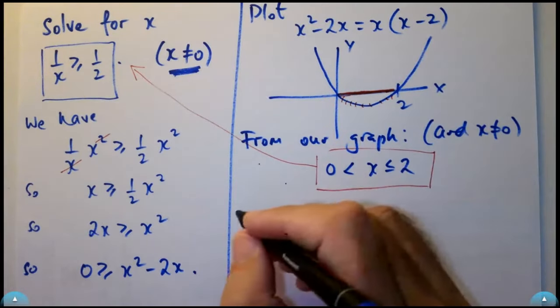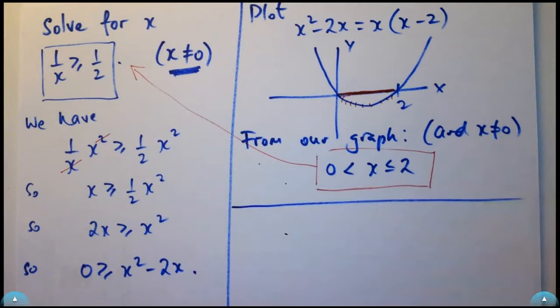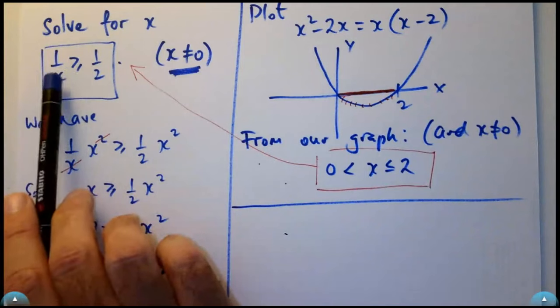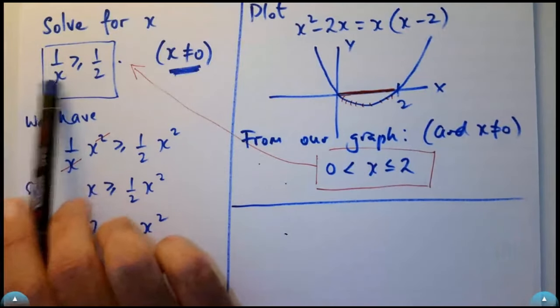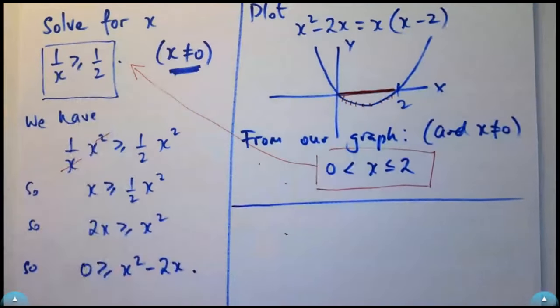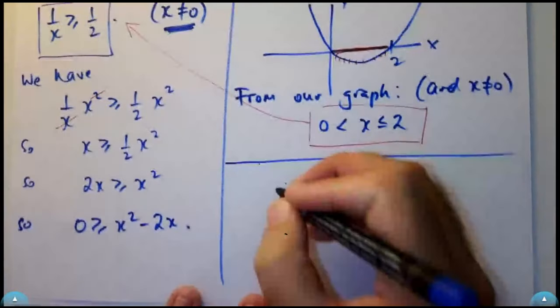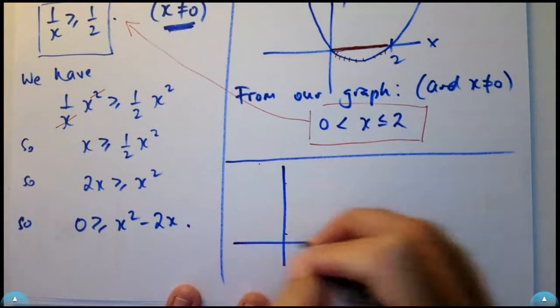All right. So what's another way of doing it? We've talked about mostly algebraic ways. Well, what about a graphical way of doing it? Well, one way is to plot the graph 1 on x, plot the constant line 1/2, and then just look at the graph and see what happens.